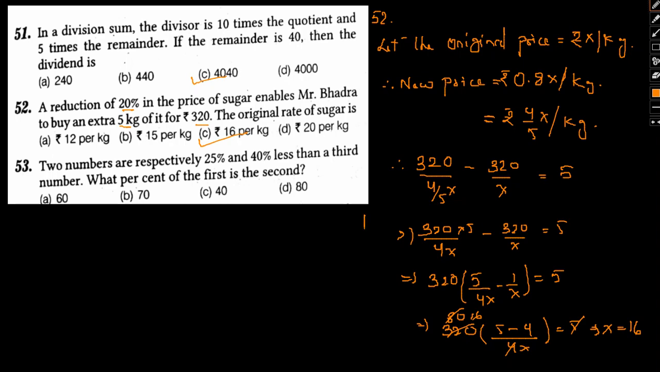So this question can also be solved using a shortcut. Okay, so let me just show you that as well. So you can use either way, whichever you feel convenient with, to solve this question. Okay, so it's given that the price is reduced by 20%.